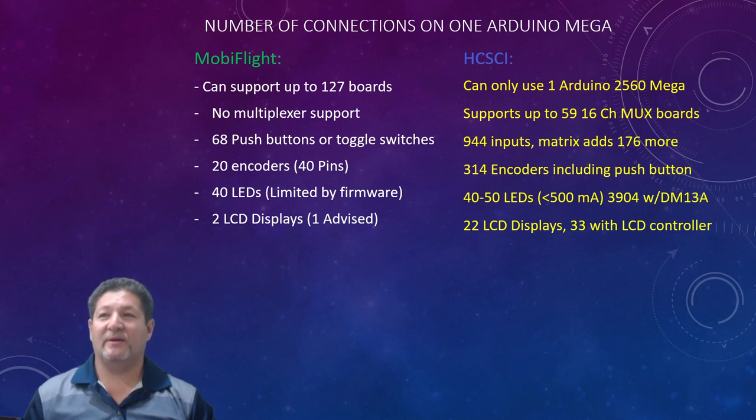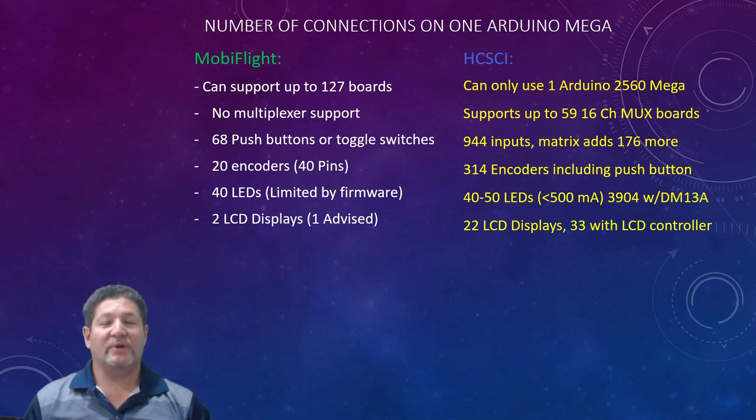All right, so on Hicksee, you can use up to 22 LCD displays connected directly to the Mega. Or if you use a Nano or an Uno as an LCD controller, you can have up to 33. So you can connect 11 more just by adding the LCD controller. That's pretty good right there.